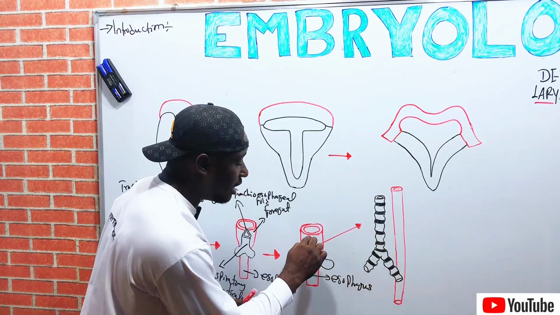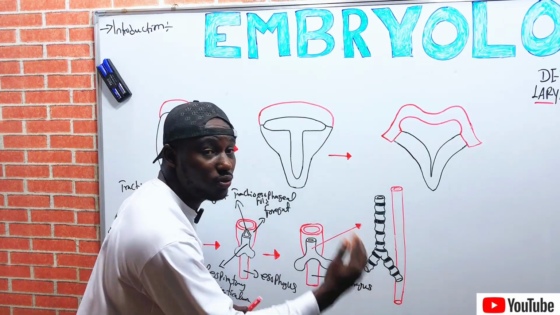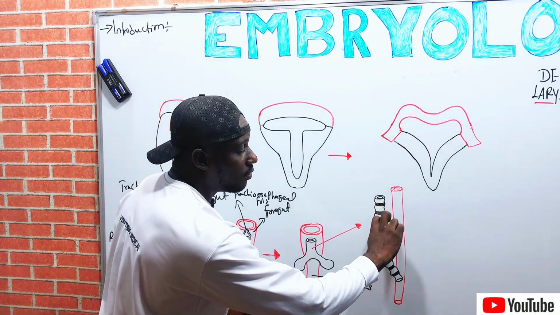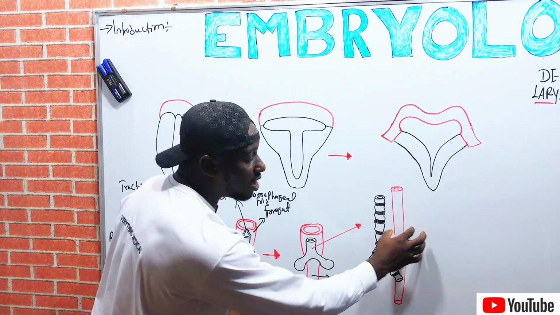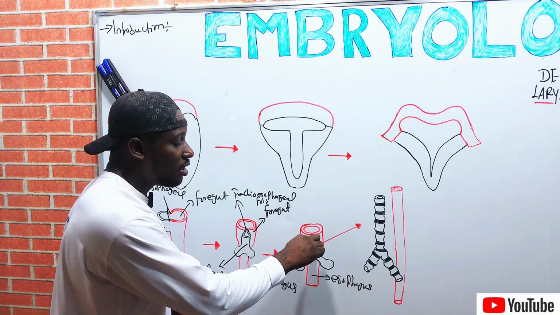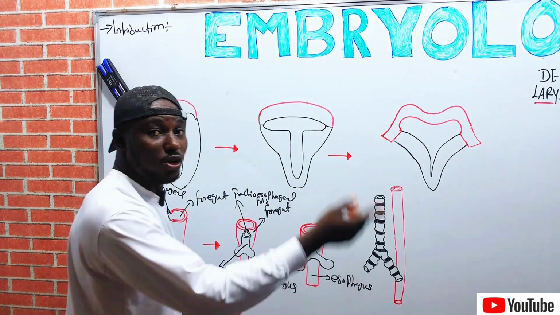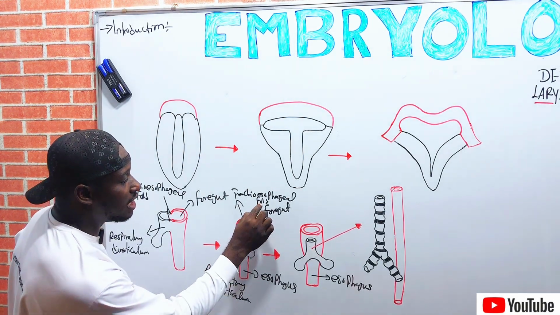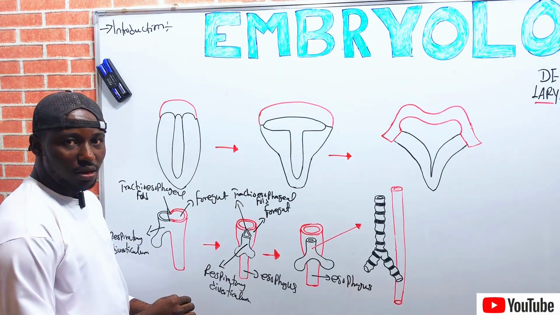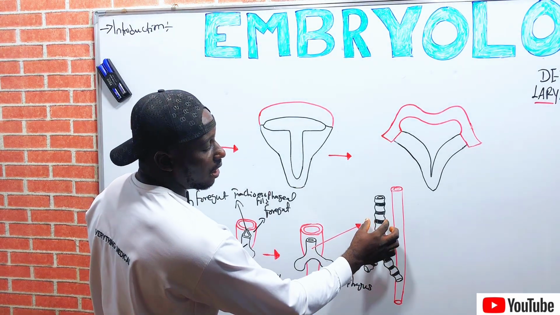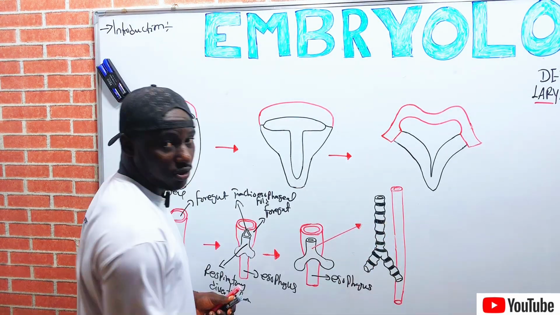If not for that septum here, there wouldn't have been a clear separation of the trachea from the oesophagus. So it is because of the presence of the tracheoesophageal septum, which was formed as a result of the fusion of the tracheoesophageal folds, that the trachea is separated from the oesophagus.